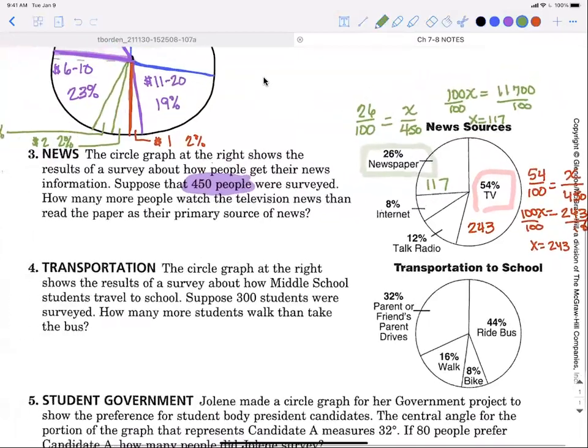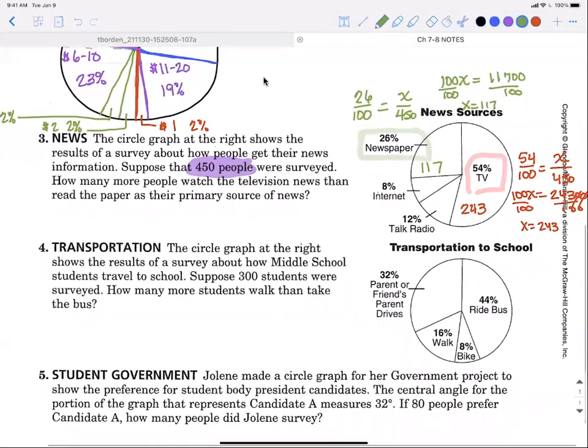So then the question that was asked of us was how many more people watch TV than use the paper? Well, we just have to subtract the two numbers. So we have to do 243 minus the 117. So that is the TV people minus the newspaper people. And that's going to tell us how many more watch the TV over the news. So somebody put that in their calculator and tell me what you get.